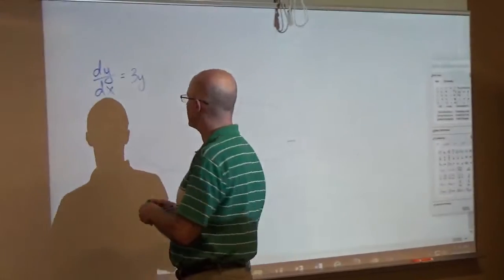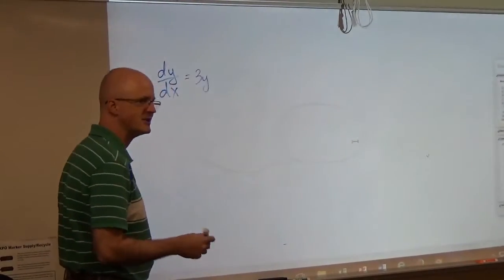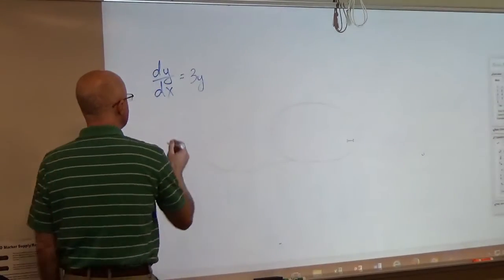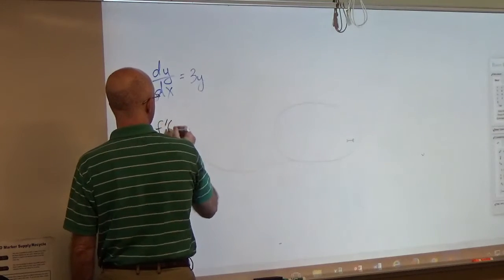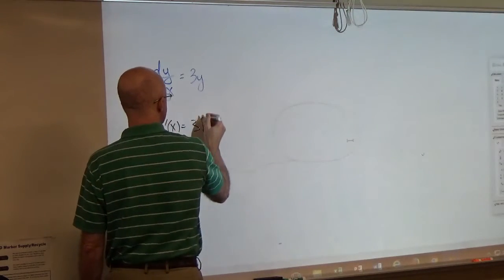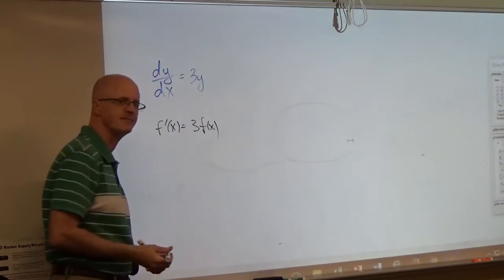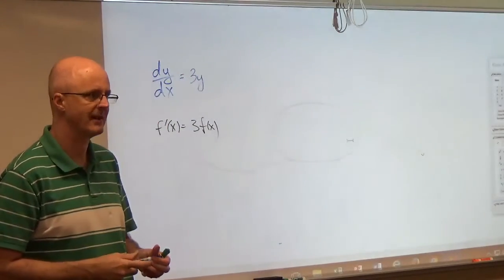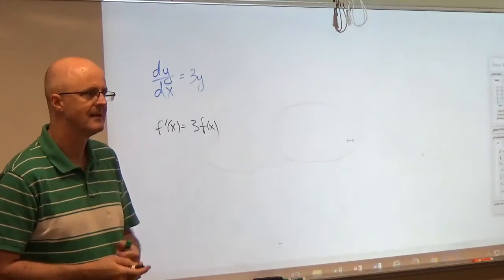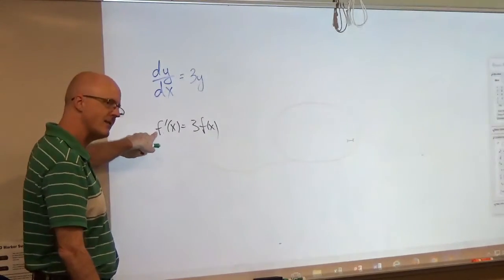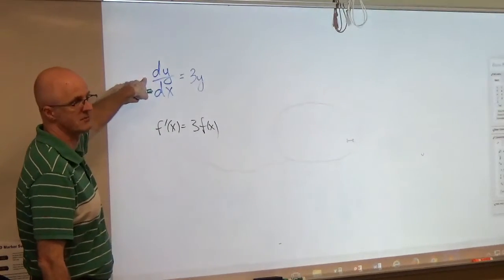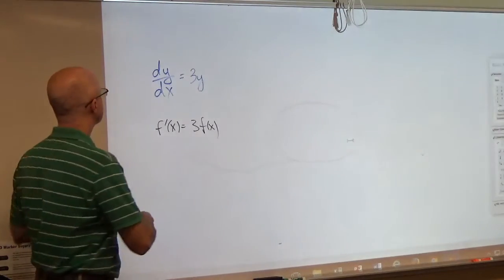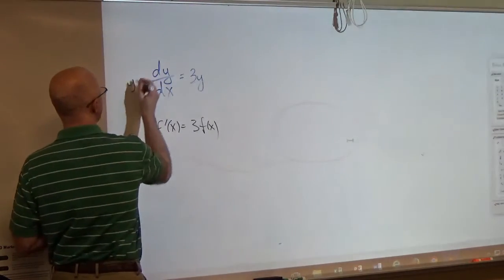What you're really after, it's probably better to use function notation, it's just not as traditional, is a function f of x whose derivative is always 3 times the function. That's what you're looking for. y represents the function f of x. It would be better to write it this way, but this is more traditional. Sometimes people also just write a y prime.